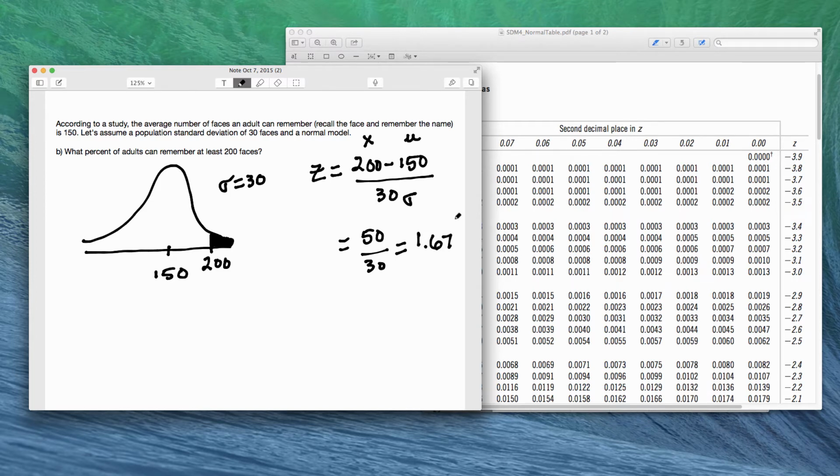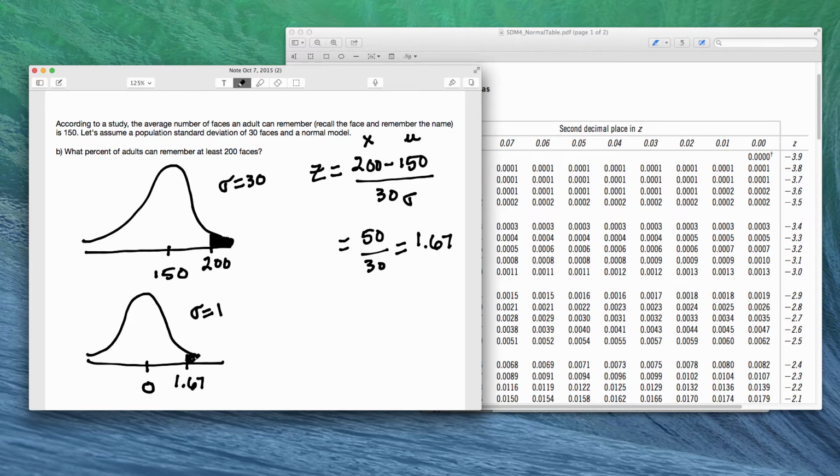So it's really 1.6666 repeating, but rounding out to 2 decimal places because that's how many places we have in our normal table, which is right here next to us. If you're using some other program, you might not even need to worry about this rounding. So I'm going to redraw the normal model because now I've standardized it. I'm now down to a standard normal model. I've done a transformation. So think back to algebra when you did transformations. This is what I've done. 150 shifted to the left, moved to 0. The standard deviation of 30, it shrunk. Now there's a standard deviation of 1. And this 200 is actually now at a z-score of 1.67.